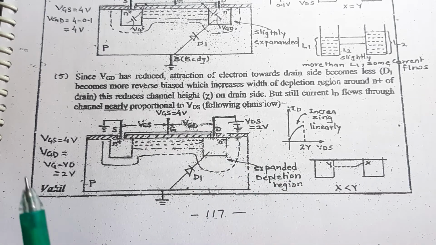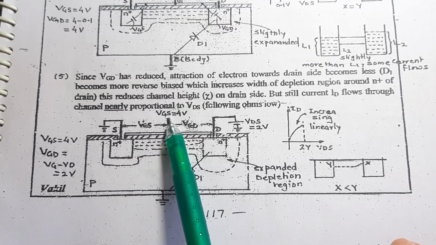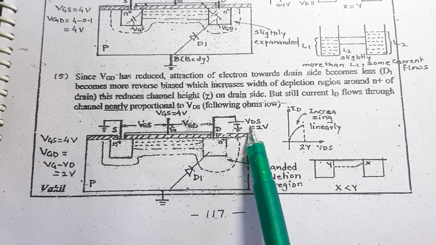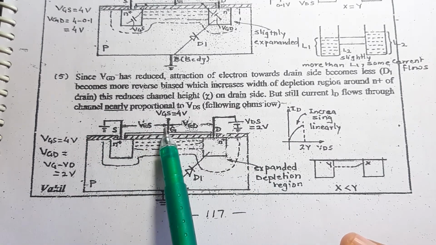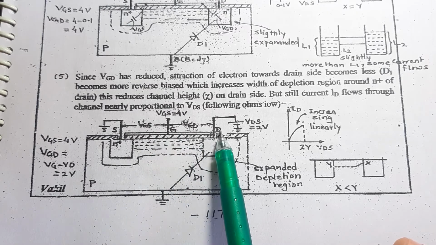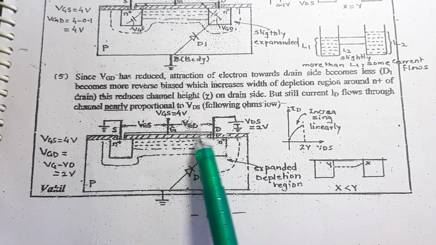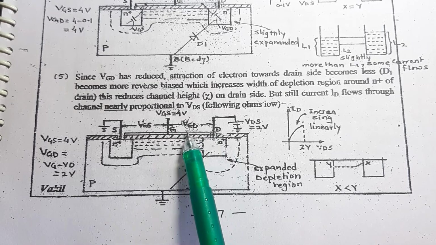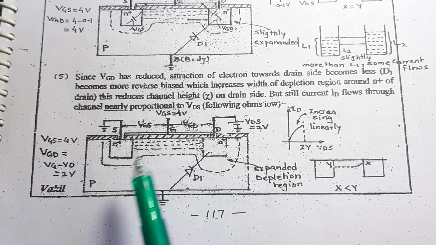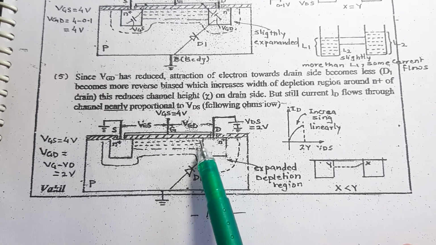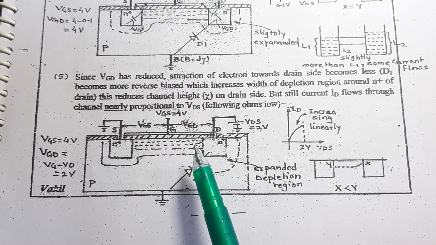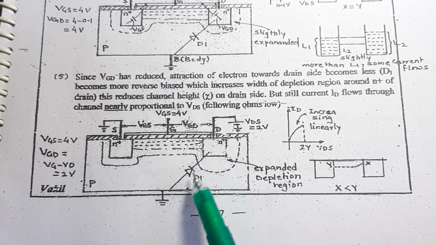Now if you look carefully over here, I have applied VGS equals 4 volt and VDS equals 2 volt. Now can I say your VGS is 4 volt and VDS is 2 volt, so your voltage VGD will be nothing but 4 minus 2, which is 2 volt. So as your VGD is increasing in number, your reverse biasing is also increasing.